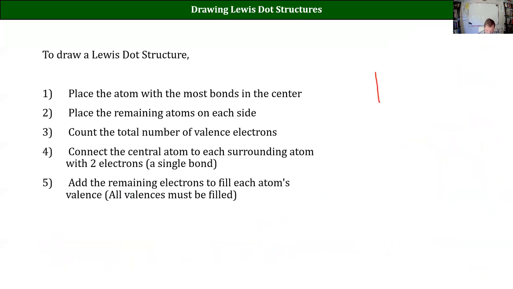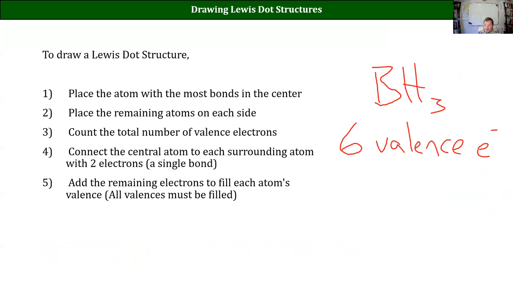For instance, BH3 is actually a stable compound called borane, relatively stable, but it only has a total of 6 valence electrons: 3 from the hydrogens and 3 from the boron. And so if you only have a total of 6 valence electrons, you can't fill everything's valence, because you need a total of 8 electrons to fill boron's energy level.